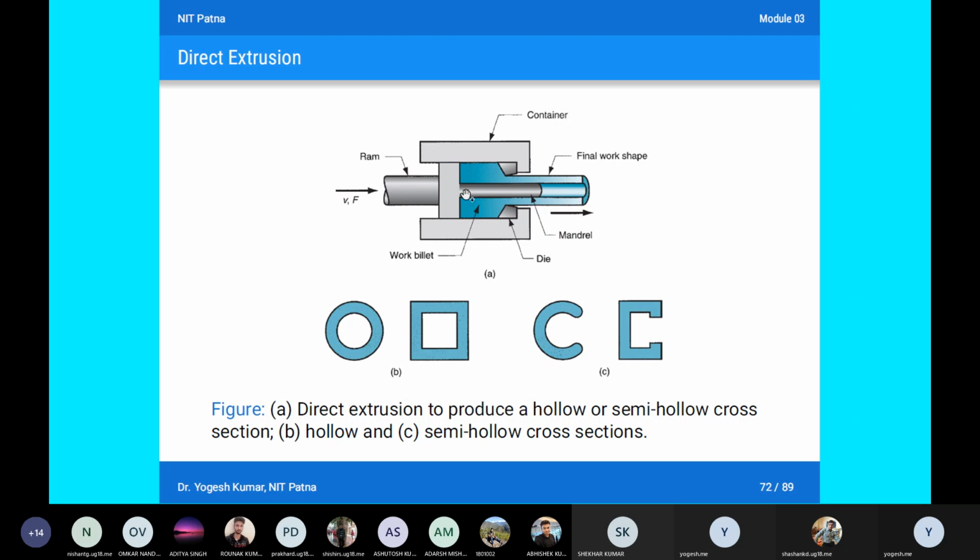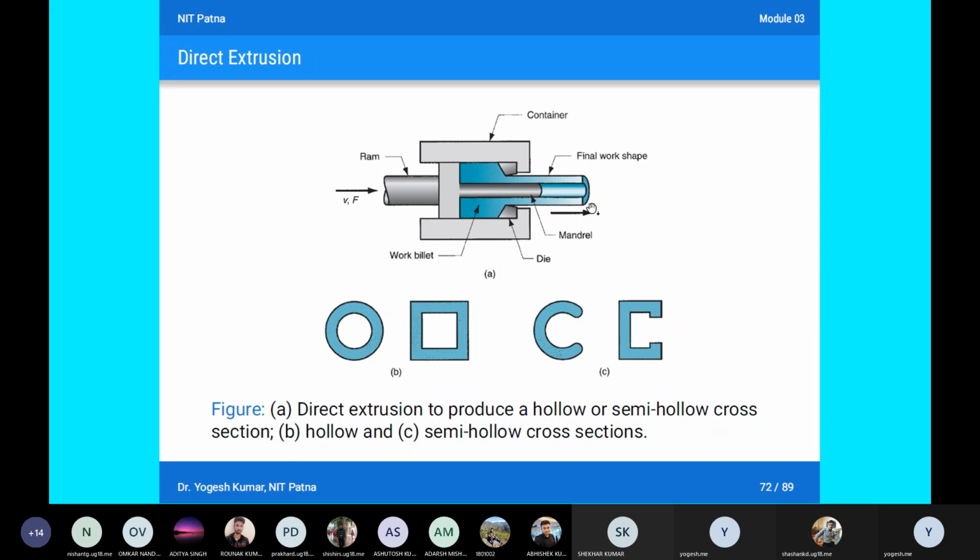So we have some arrangement in your ram. Here you can see some more part of your ram that you can visualize. This part is helping to produce a circular hollow cross section, which is the final shape of your direct extrusion process.